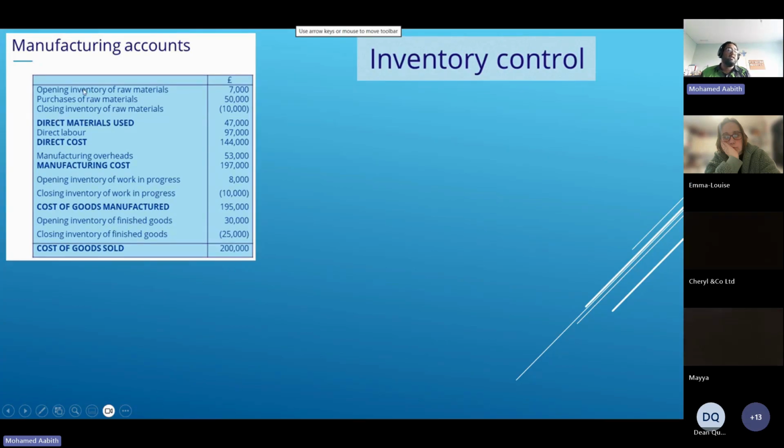So can you see here? There are 14 lines there. But what you need to remember, though, is the 5 steps. First is your direct material used, direct cost, manufacturing cost, cost of goods manufactured, and cost of goods sold. So let's have a quick look at that, shall we?